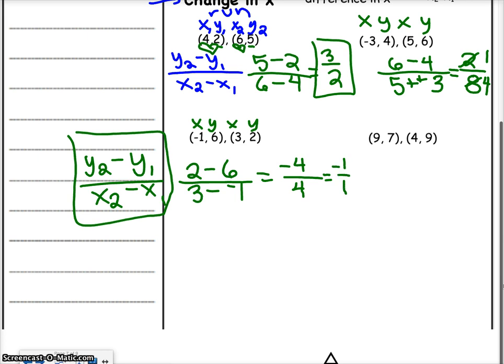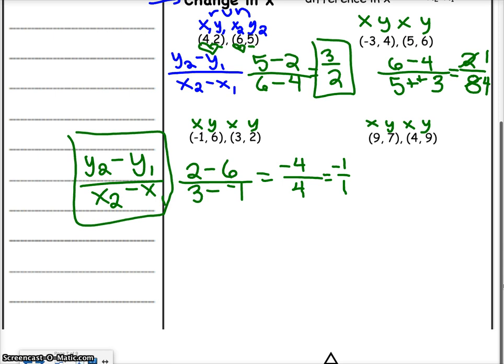Is this line going up or going down? Yep, because it's negative, so it's going down a hill. Is this line going up or down? What about this one? Up. Yep. Positive slope means up, negative slope means down. Okay. Again, I'm just doing this because I want you to have a strategy to reference if you get confused.